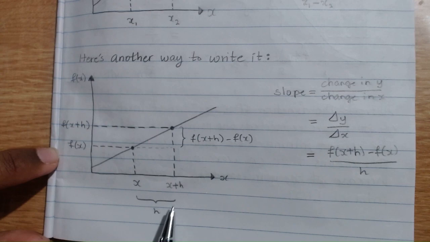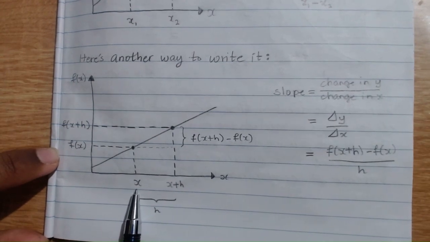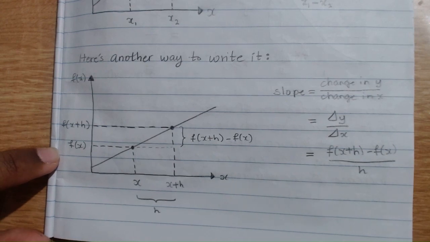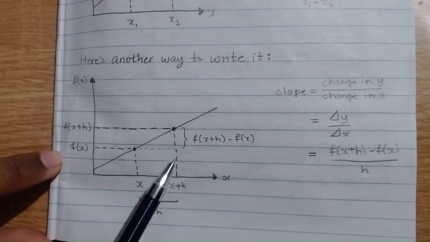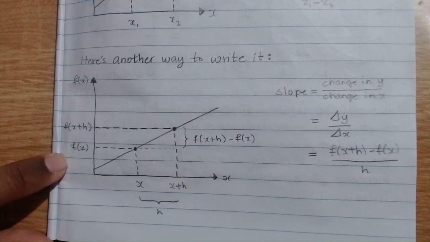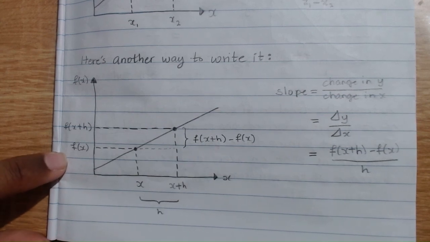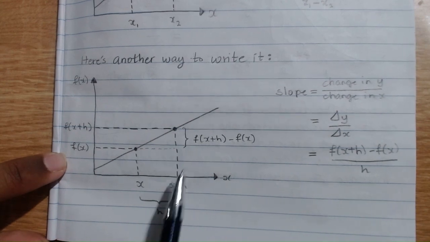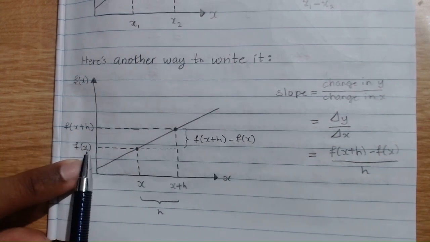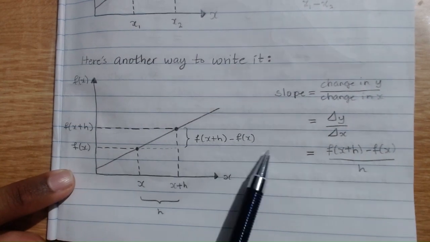And for the second point, the x value is x plus h. So we took this first point and we increased the x by some arbitrary number h. And the corresponding y value would be f of x plus h. Now it's pretty obvious that the distance between x and x plus h is h. We just need to do x plus h minus x, which is h. And this y distance would simply be the difference between the two corresponding y values, which would be f of x plus h minus f of x.